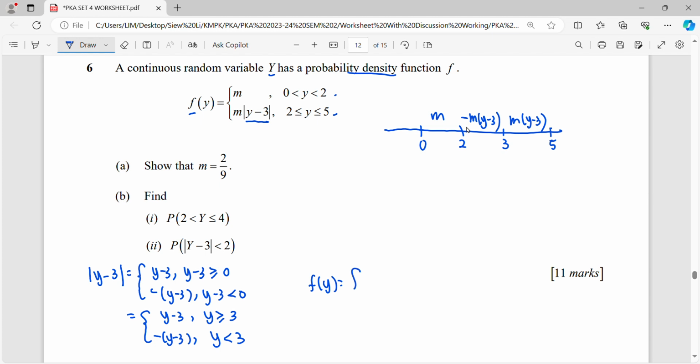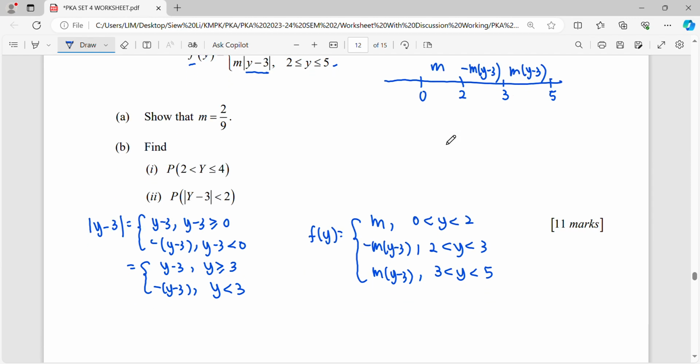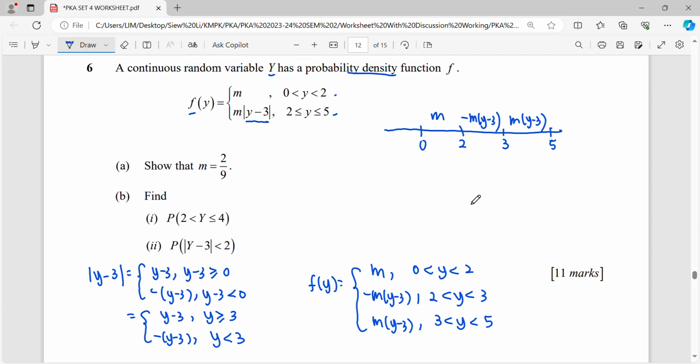Lastly, it will be m between 0 and 2, and then the negative function starts from 2 until 3, and then the positive function starts from 3 until 5. Then only can we solve the question using the function. So as long as you didn't simplify your modulus function, you can't do this.